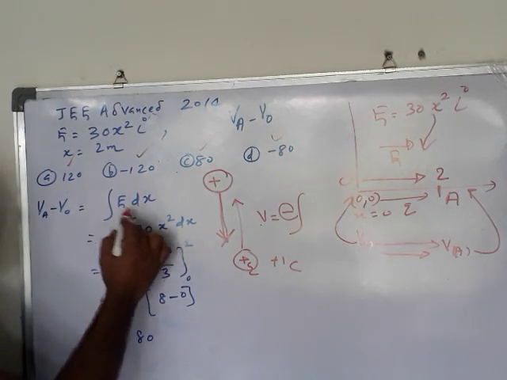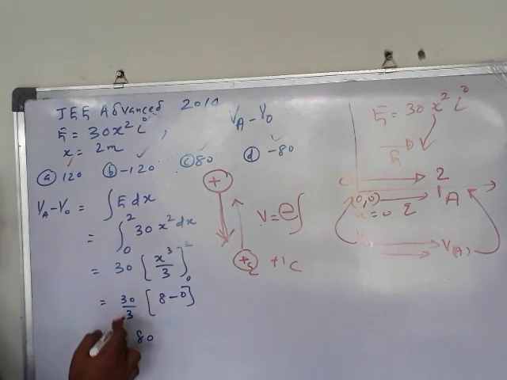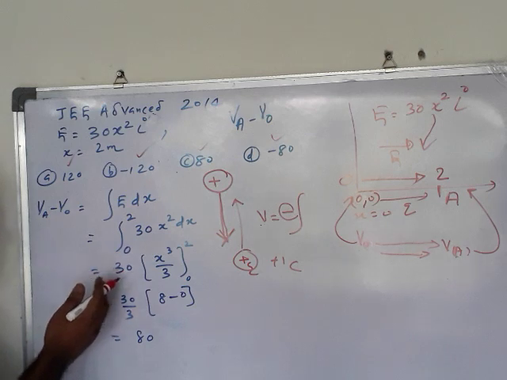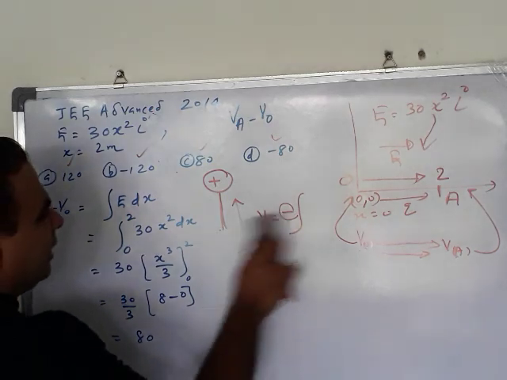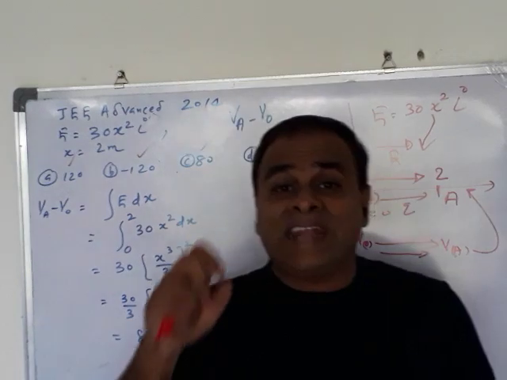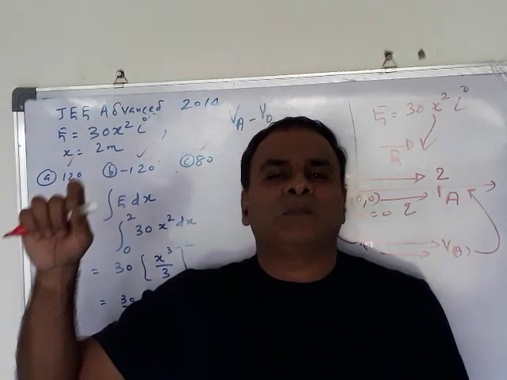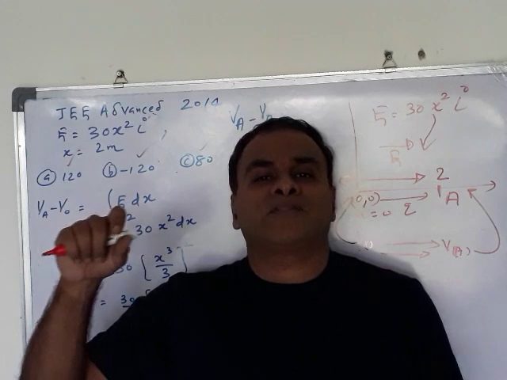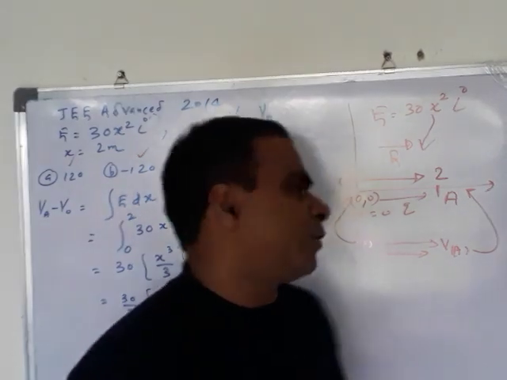So I substituted 30x square, the simple formula, line integral of electric field, then 30x square, integral from 0 to 2 of 30x square dx. I have taken 30 outside the integral, you know the process. Now I can tell you the fundamental formula. The integral of x raised to n dx is x raised to n plus 1 by n plus 1. And the derivative d by dx of x raised to n is n x raised to n minus 1. Two fundamental formulas.